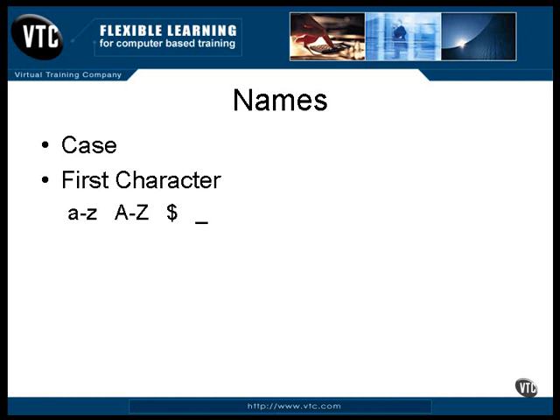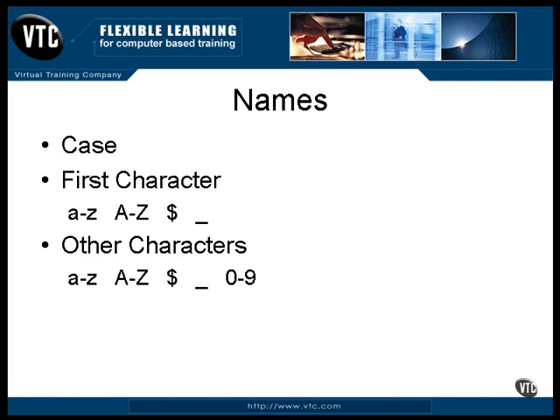The characters in a name can be anything that the first character can be, and it can also be any digit. That is, any of these characters can be used, but you cannot begin a variable name with a digit 0 through 9. Now, those are the rules. Some names are already taken and used as keywords, but everything else is open for use.